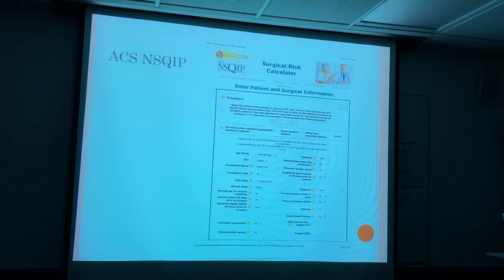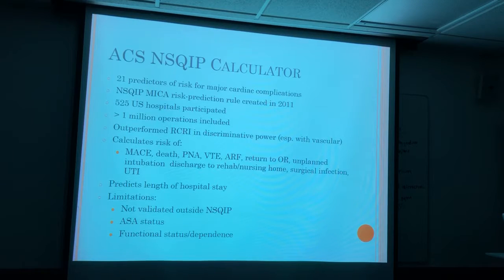More recently, they've come out with the American College of Surgery guidelines. Now, this is a very thorough guideline that's come out. It's a marker of 21 predictors of risk for major cardiac complications. This was something that was done in over 500 hospitals, included over 1 million operations, and it actually outperformed RCRI for evaluating patients. It can indicate major adverse cardiac event, pneumonia, prolonged hospitalization. It's actually been very thorough, and it's what's recommended in the most recent AHA guidelines.